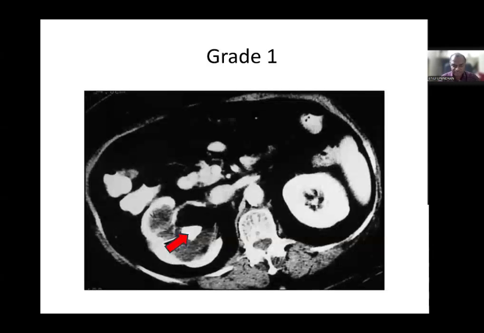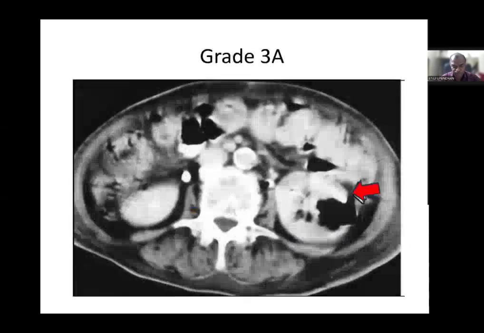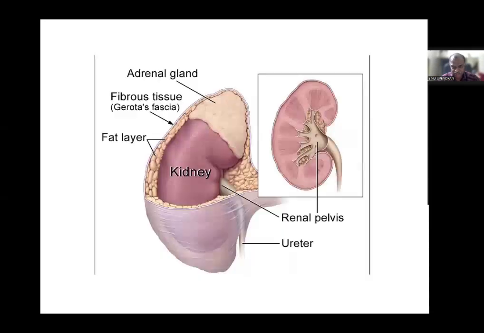There are several grades. This is grade 1 in which the collecting system is affected. There is a stone there, but then we can appreciate the dilated collecting system. Grade 2 is when the parenchyma is involved. It enters into the parenchyma. Grade 3 is when it has gone out of the renal capsule but lies within the Gerota's fascia.